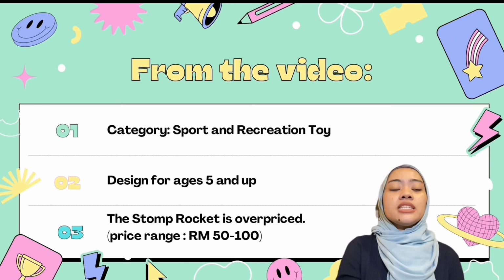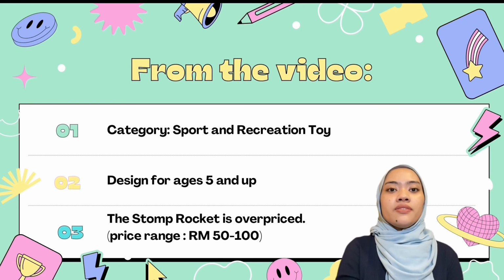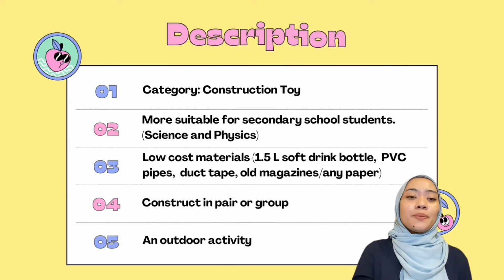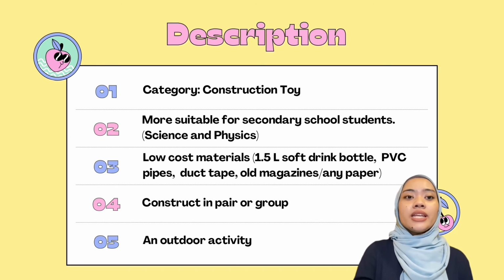The Paper Stomp Rocket is similar to the Stomp Rocket toy in the video just now, but it is more appropriate for secondary school students. The Paper Stomp Rocket is not the same as the real toy. It is a construction toy that is related to physics and science subjects in secondary school. The rocket is simple to construct and only takes about 20 minutes. Aside from that, the materials required for the construction of the toys are cost-effective.